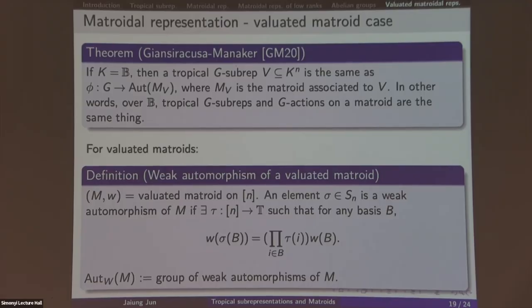We say that an element of the symmetric group Sn is a weak automorphism if you can find some map tau from n to T satisfying this condition. It's going to send the weight of a basis to the weight of another basis up to some twist by this map tau. And this notation here is the group of weak automorphisms.